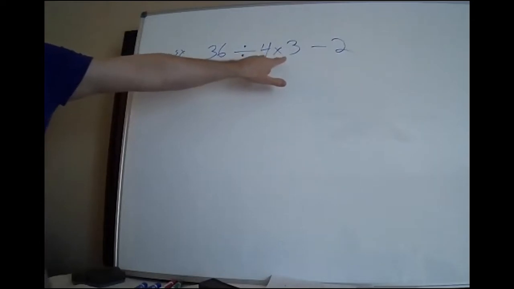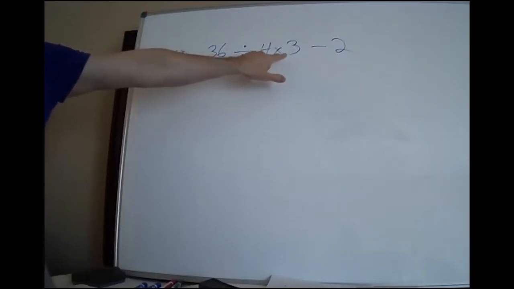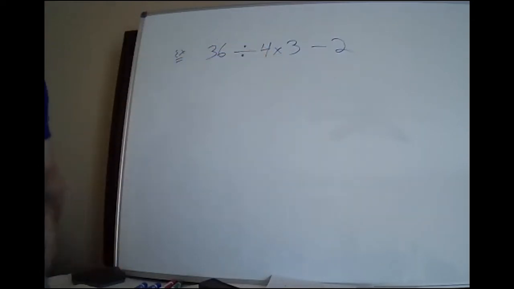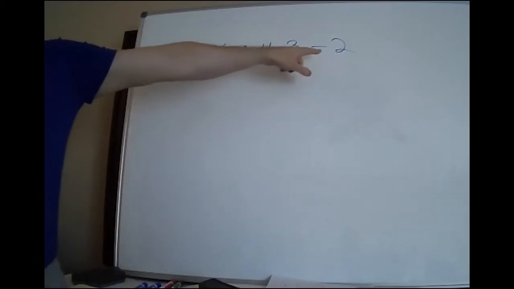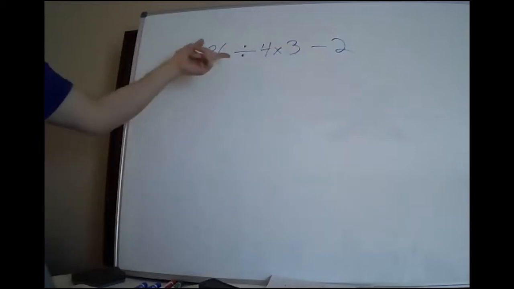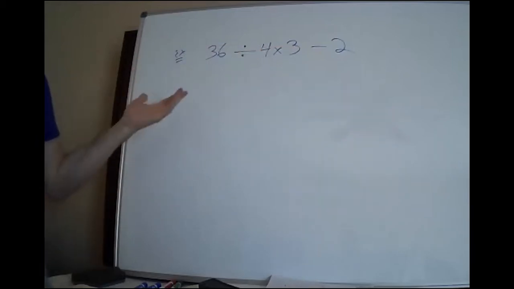People are like, oh, multiply. This 4 times 3 is 12, and then you do 36 divided by 12. That's not going to work. Some people would do 4 times 3 and get 12, and then subtract 2 and try to do 36 divided by 10. That's not happening.